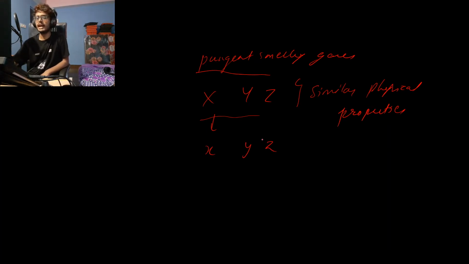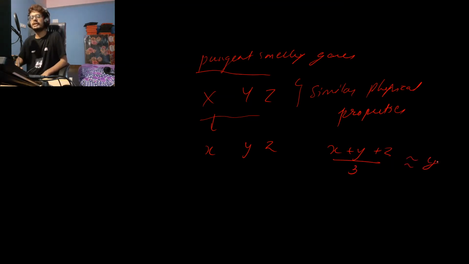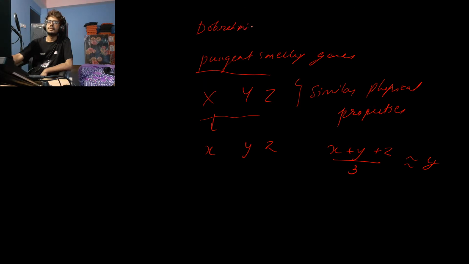And according to Dobereiner's triad, the arithmetic mean of these atomic numbers X, Y, and Z, the sum divided by 3, should be almost equal to Y. This is not that important, but this is the basis of the modern periodic table that we have right now. So this was known as Dobereiner's triads, right? Here we are talking about three elements grouped together based on similar physical properties.